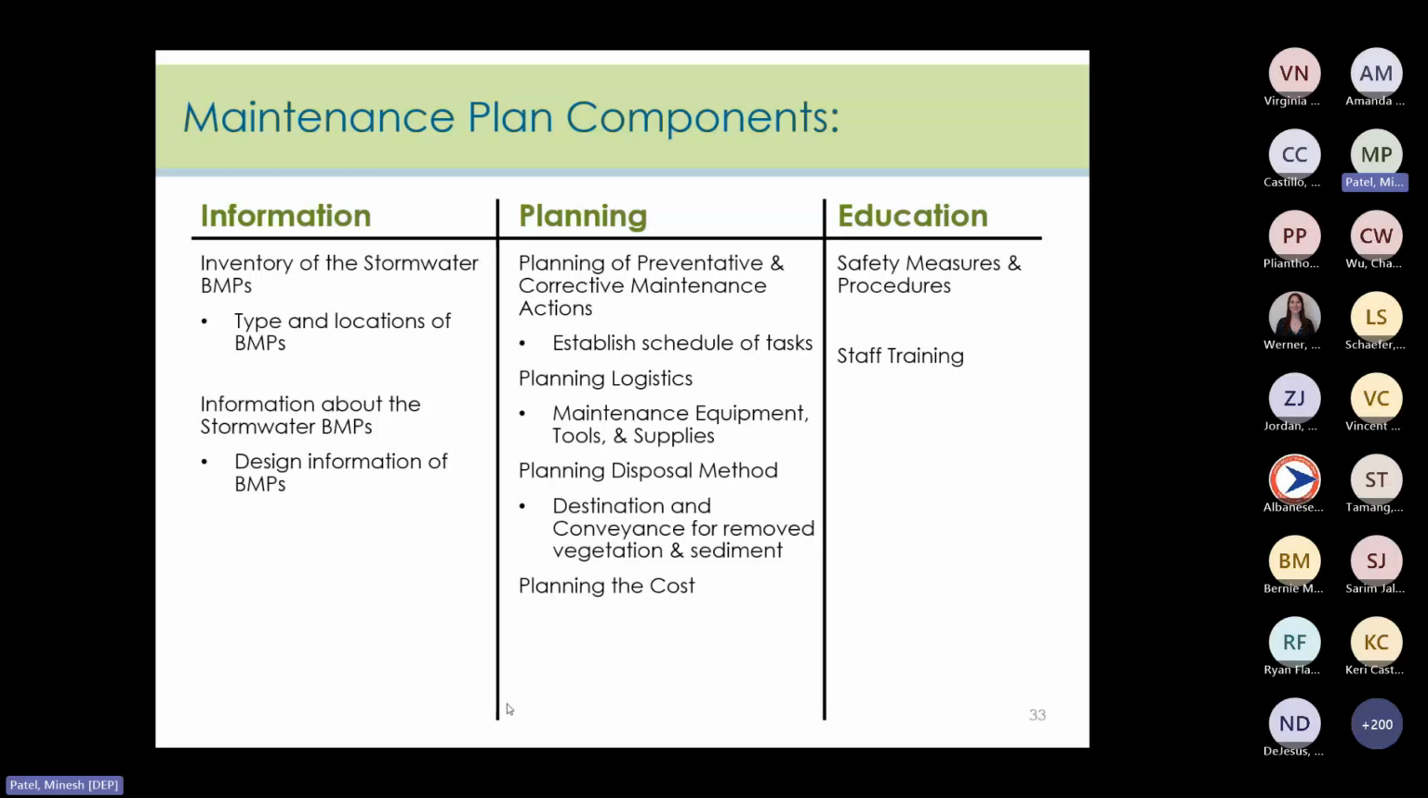So think of it this way. A good maintenance plan is going to contain 3 essential pieces: information, planning, and education. From the maintenance plan, the reviewer and maintenance staff must be able to know what to look for, where the BMPs are, and how to get there, when and how to perform the maintenance tasks, and what training is needed to successfully follow this plan.